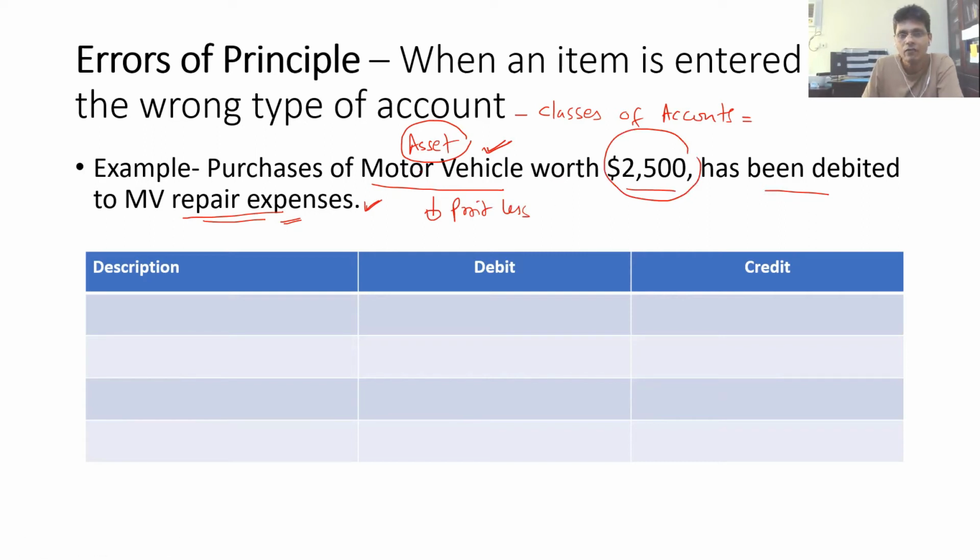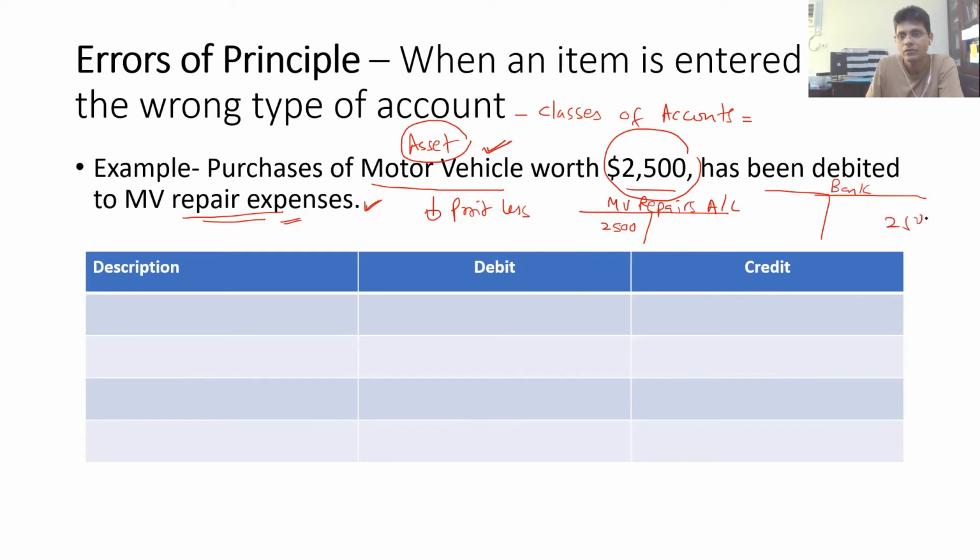Okay, so what has happened? What you have done? You should have debited the motor vehicle account. Instead, the accountant has recorded in the motor vehicle repairs account, right? So motor vehicle repairs account debited and let's say credited to the bank account, for example.